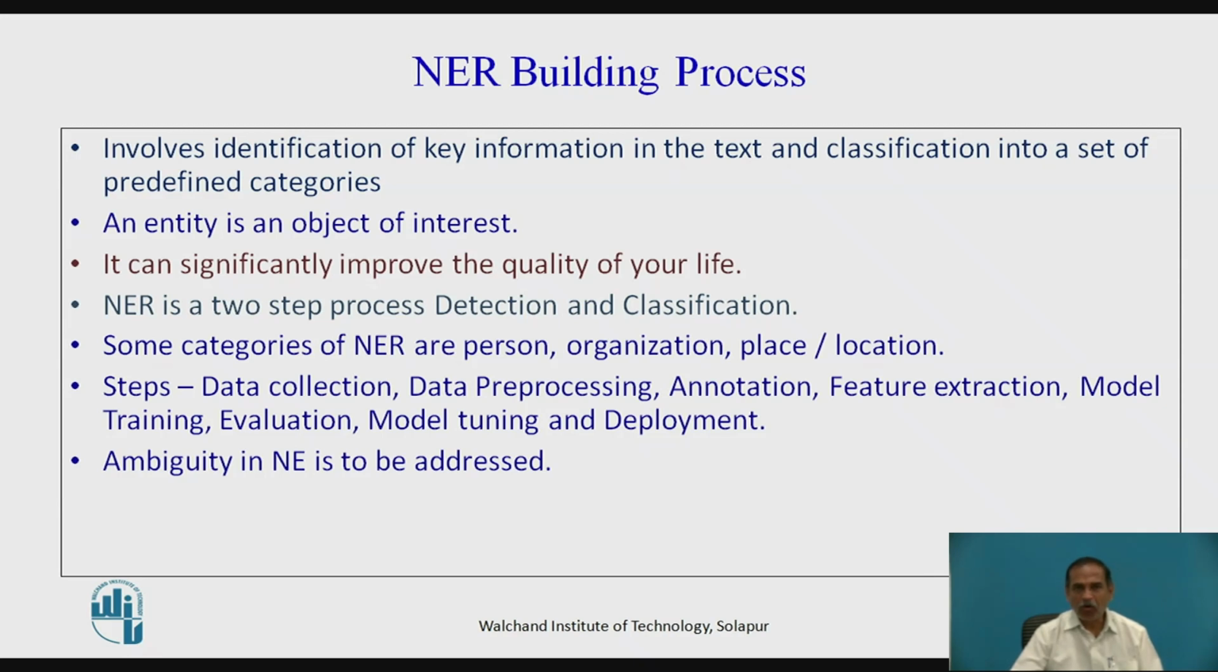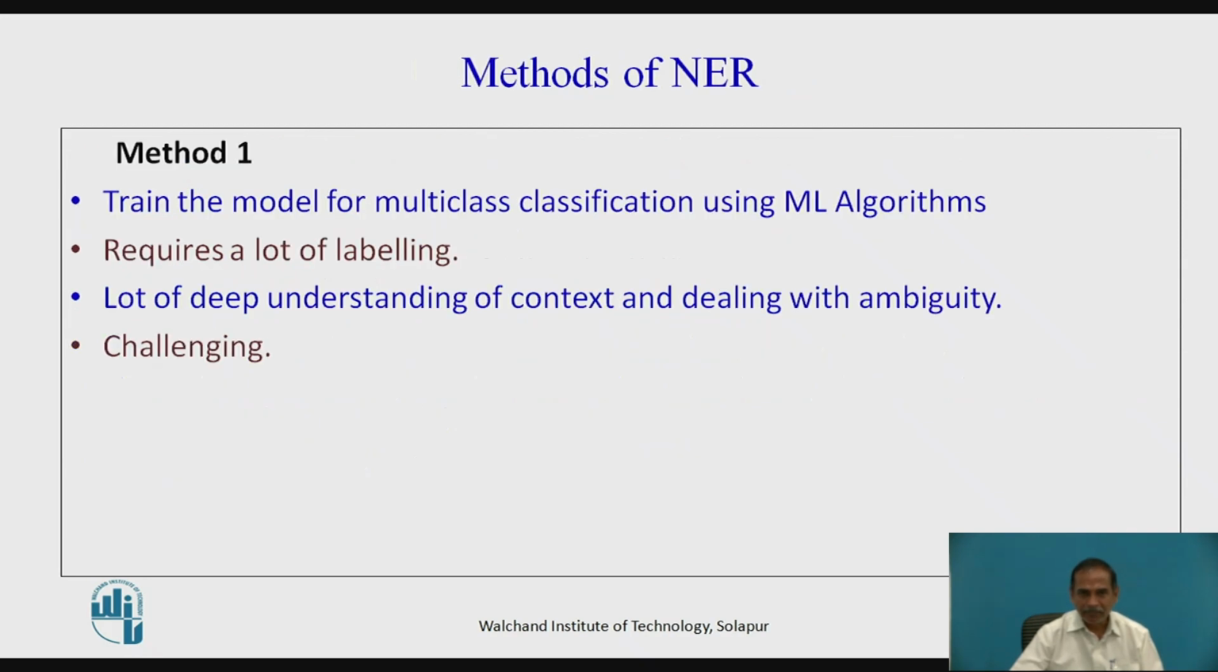The steps to be followed for the building process of NER are: first collect data, then pre-process this particular data, annotate this particular data, feature extraction, model training, evaluating, then the model is tuned and then deployed. Ambiguity has definitely to be addressed when considering named entities. There are various methods to generate these models of named entities.